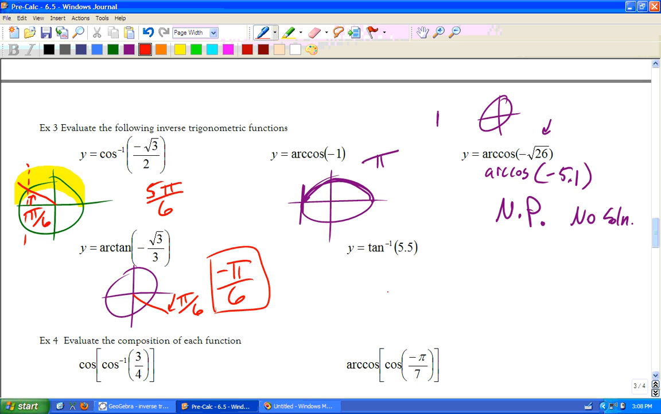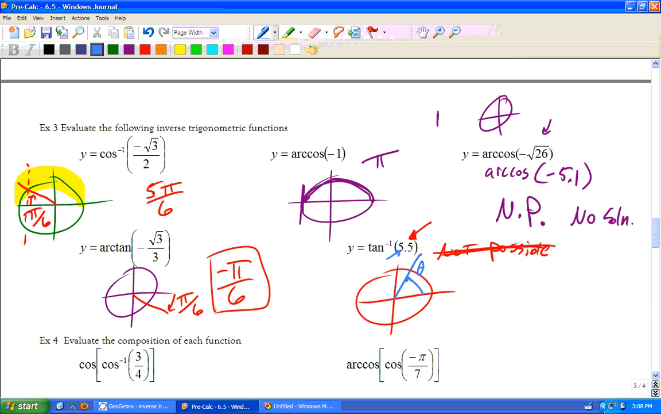Tangent inverse of 5.5. I bet a lot of you are thinking like I was when I first did this problem: aha, I know this, this is not going to be possible because this thing's above 1. But you have to remember we're dealing with tangent. Everything gets thrown off the side when we're dealing with tangent. To say what's the tangent inverse of 5.5 means find me how far I have to rotate to get a line that has a slope of 5.5. And we can certainly find that.